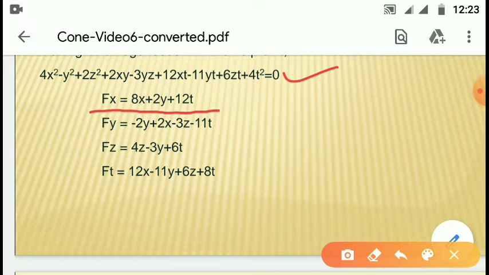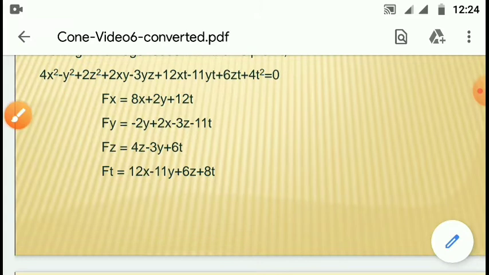Then you will get like this: the derivative of 4x square is 8x, and the derivative of all these other terms is 0. The derivative of 2xy is 2y, and the derivative of 12xt is 12t, because the derivative of x is 1. Therefore you will get like this.